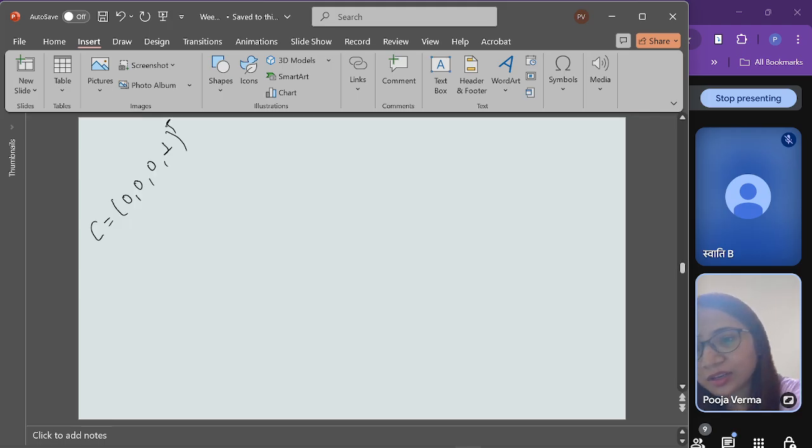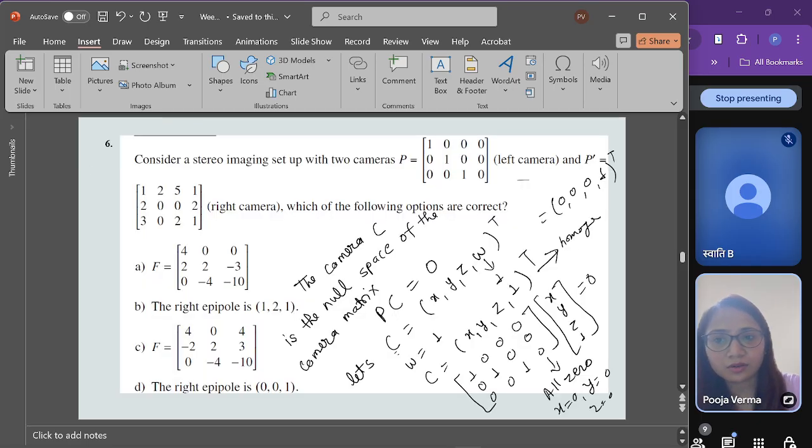To calculate the right epipole, as we have already seen in the previous question, that is E dash, we have to take P dash C. So we don't need to calculate C dash, because this is a long process. Similarly, you would take C dash as x, y, z, multiply this equation, and calculate the x, y, z, and w values. Then you will get the camera center for the right camera matrix. Here they didn't ask, so we don't need to calculate it.